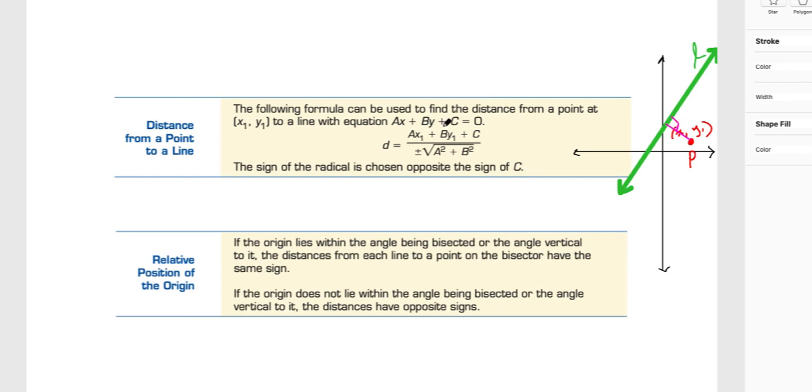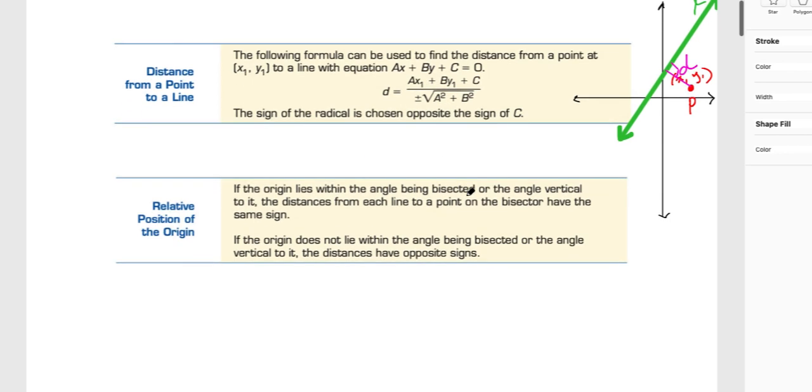We can use this formula, which is derived from the normal form of a line, to find that distance, and I'm going to write that distance in there as d. So x sub 1, y sub 1 will be the coordinates of P, and we would use that right in this formula. And for C, it says the sign of C. The sign of C is really going to let us know which one of these we're going to use in terms of the radical being positive or negative. So we'll use the opposite of the sign of C.